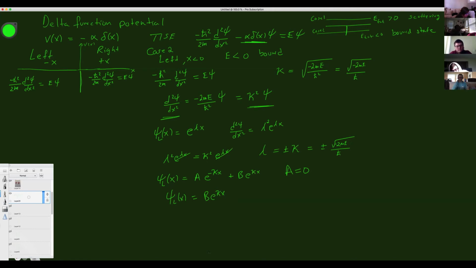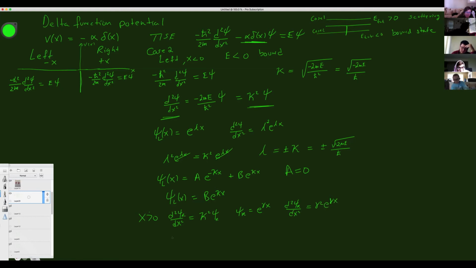Let's do it for x greater than 0. For x greater than 0, we have d squared psi dx squared, and I've already moved the stuff over, is equal to kappa squared psi. This is also for psi right. Psi right is e to the gamma x, and again d squared psi right dx squared is gamma squared e to the gamma x.